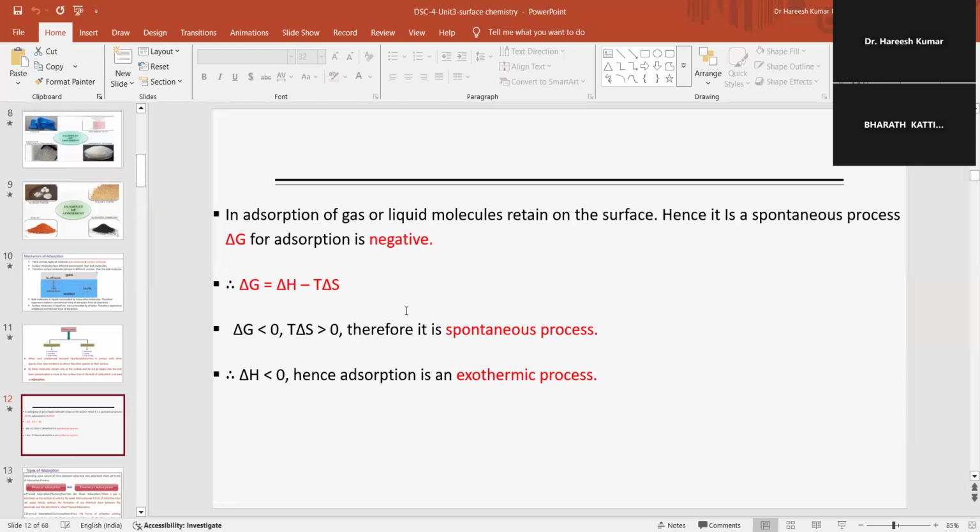If we look at the thermodynamic feasibility, this adsorption mechanism also follows a thermodynamically favored path because free energy is negative. When free energy is less than zero, that means negative, and T delta S is greater than zero, that means a spontaneous process. Therefore, enthalpy change is less than zero, hence adsorption is an exothermic reaction, and here heat is liberated. This heat is called heat of adsorption.